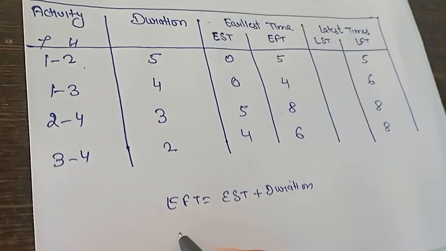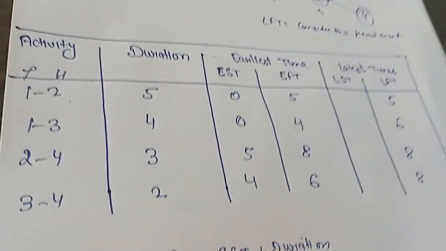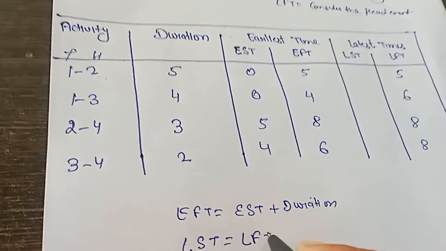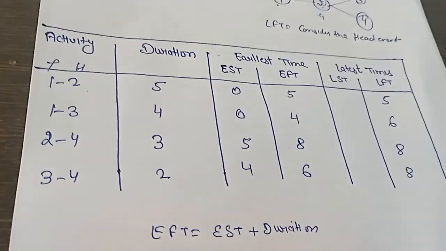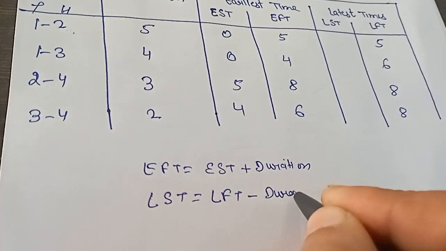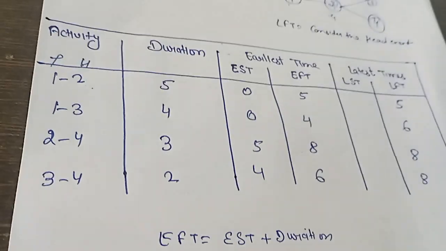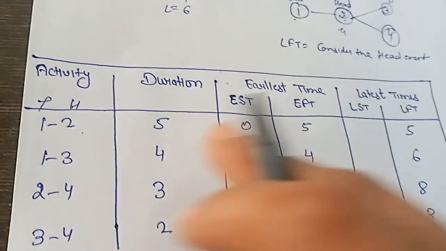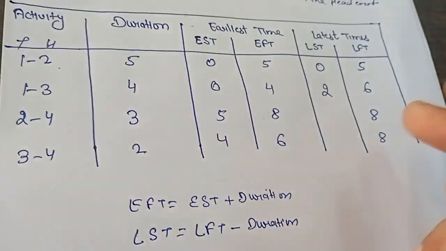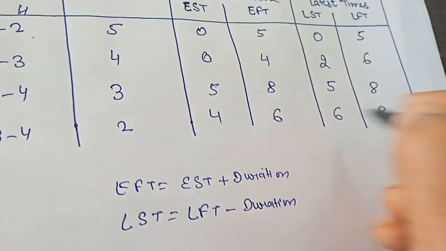Now we calculate the LST. LST stands for latest starting time, and we have already calculated the LFT. LFT minus duration. This is the formula for calculating the latest starting time. 5 minus 5, 0. 6 minus 4, 2. 8 minus 3, 5, 8 minus 2, 6.